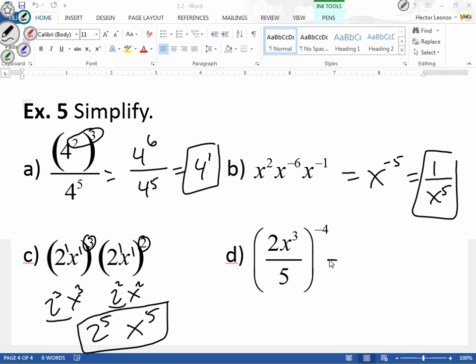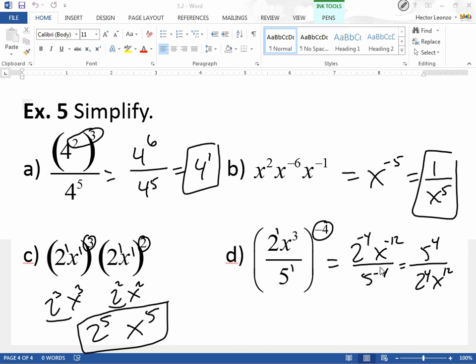Looking at my example D, first, everything inside must have an exponent. Multiply the negative 4 to the exponents on the inside. So I have 2 to the negative 4, x to the negative 12, over 5 to the negative 4. Remember, we talked about negative exponents. Move it to the other side. So I'm going to have 2 to the 4th at the bottom, x to the 12th at the bottom, and 5 to the 4th on the top. Right, negative exponents make them into positive on the other side. There's nothing I can combine because there's no bases that repeat on any of my sides. So that's pretty much it.